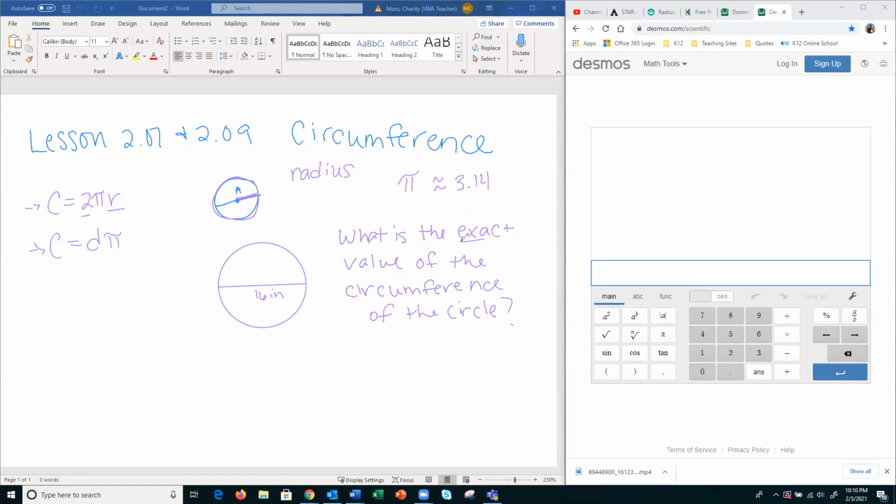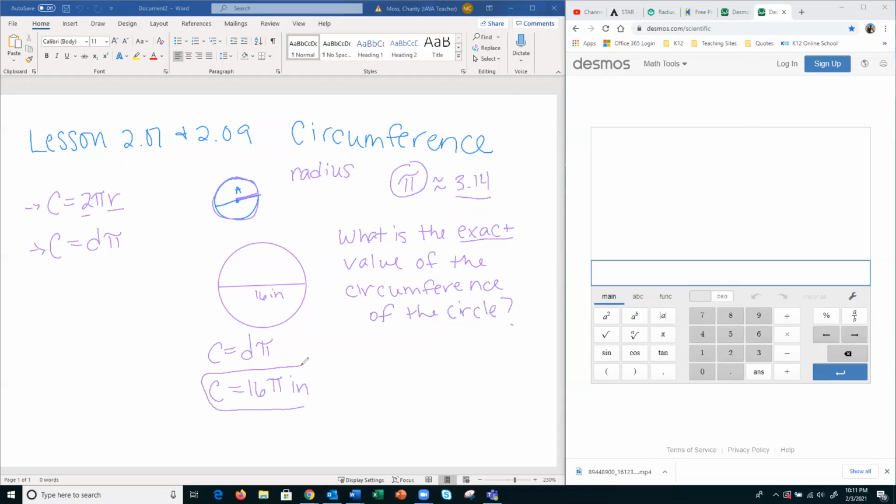Because they use the word exact, you actually need to use pi. We need to use pi because pi, that symbol right here, is not a rounded number. This is a rounded number. So if they want the approximate, we would sub in 3.14 for pi. But if they want the exact, then we would use the exact. So since we already know our diameter is 16 and circumference is equal to the diameter times pi, the circumference of this is 16 pi inches.